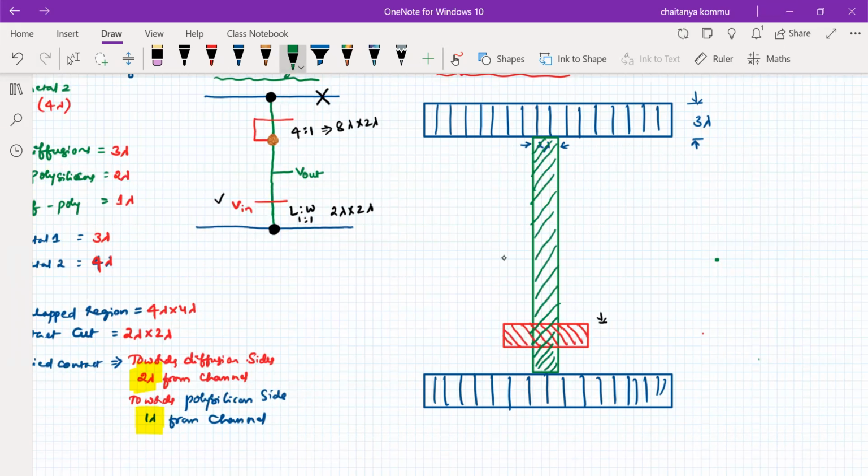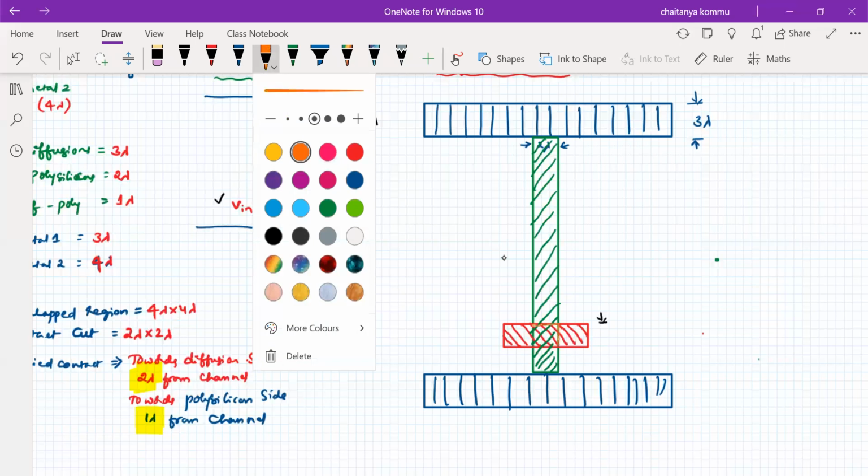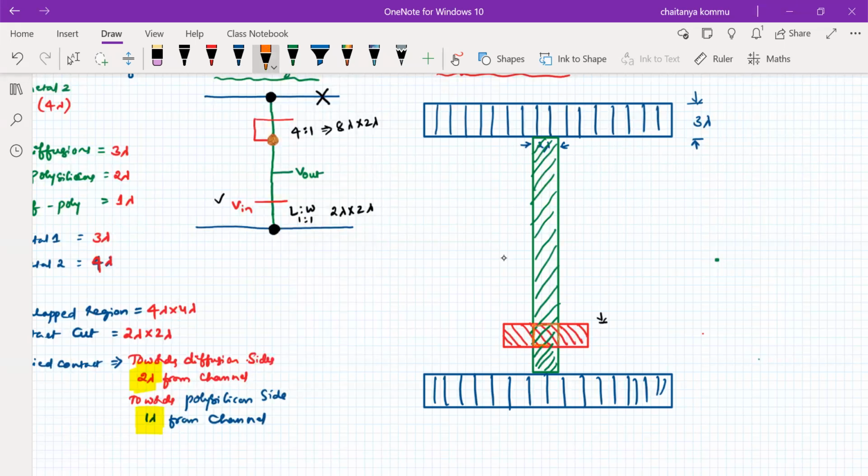So the combined point is called a transistor. This is where the transistor is formed. Okay, so what is the length and width ratio of this transistor? This side it is 2 lambda, and this side it is also 2 lambda. So therefore 2 lambda by 2 lambda is the length to width ratio for the enhancement type MOS transistor defined in this way.